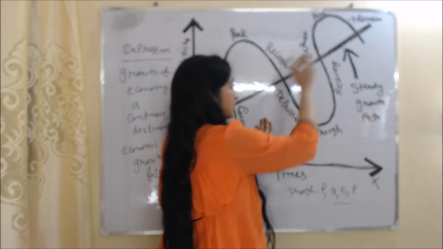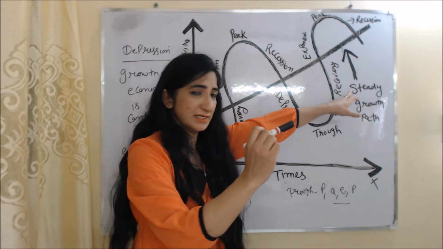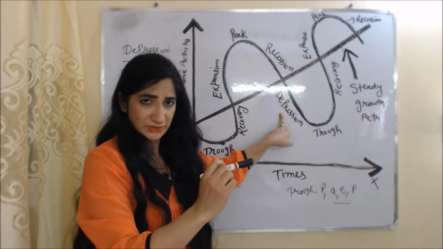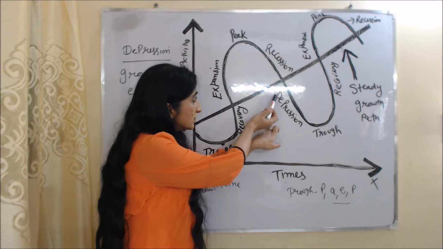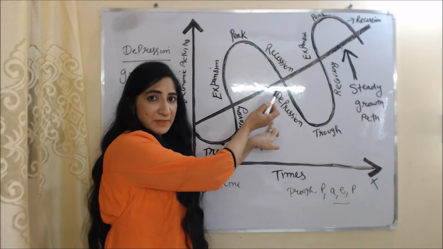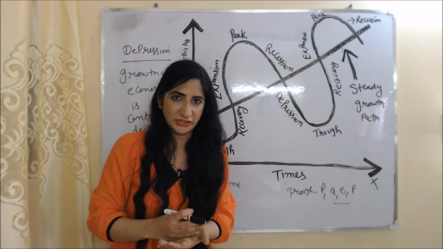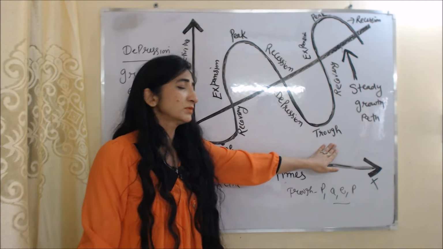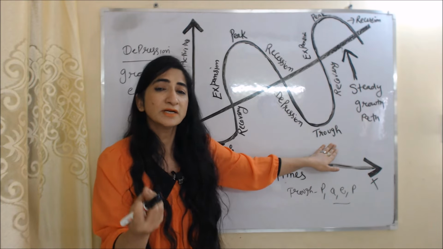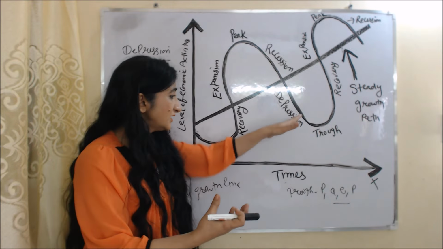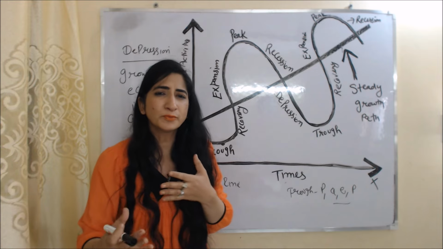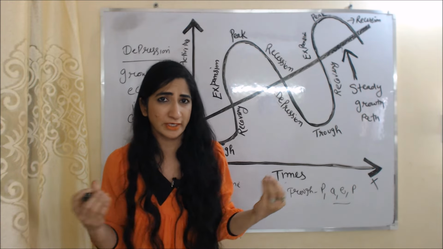This is the steady growth line. This line represents our steady growth path. Okay, and this is depression. You can see here our growth rate is below this line. Okay, when our growth rate falls below the steady growth line, it's called depression. And after depression, our economy moves to trough. Here our growth rate becomes negative, meaning in trough our price, output and income are extremely falling.